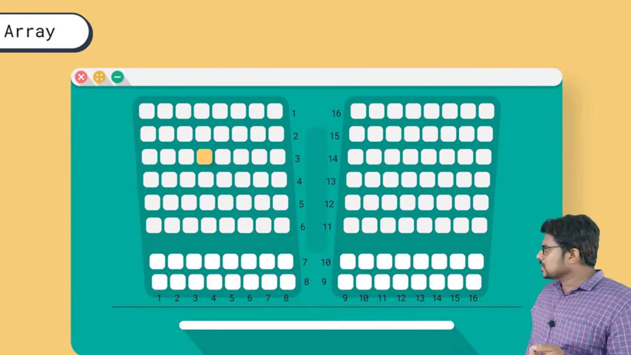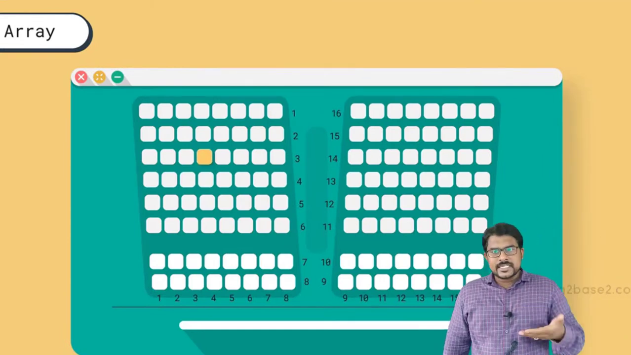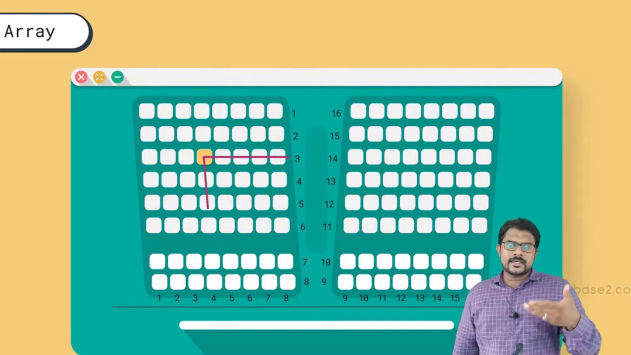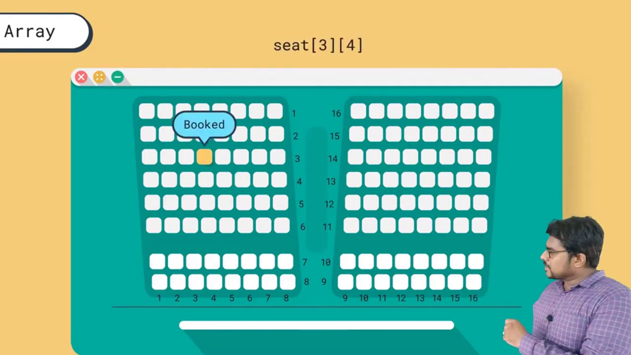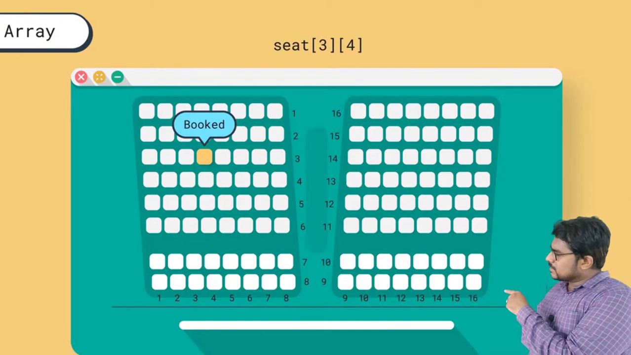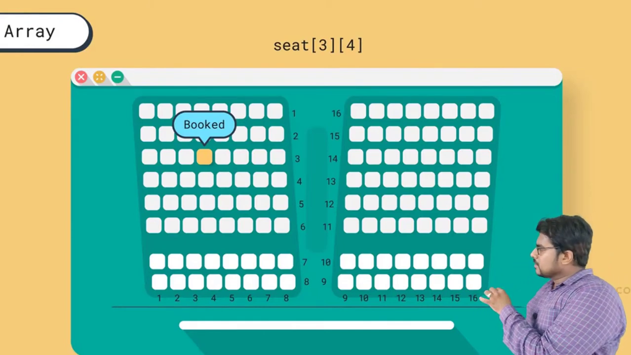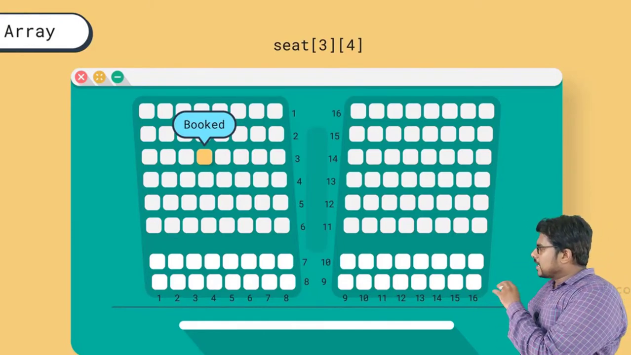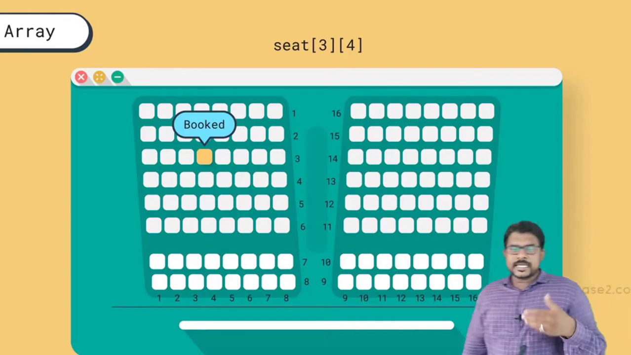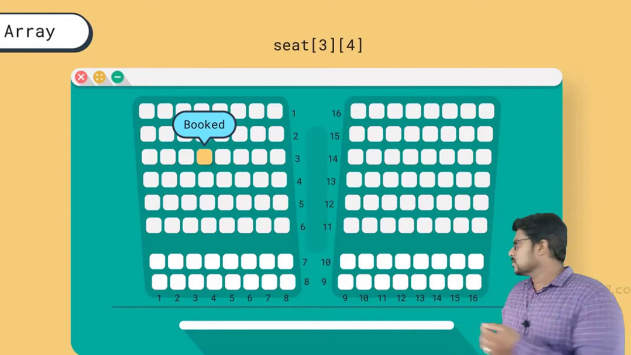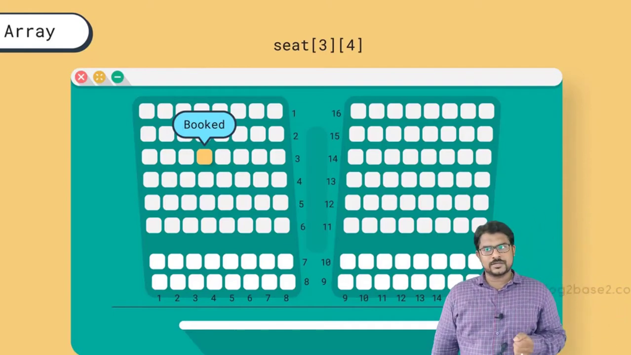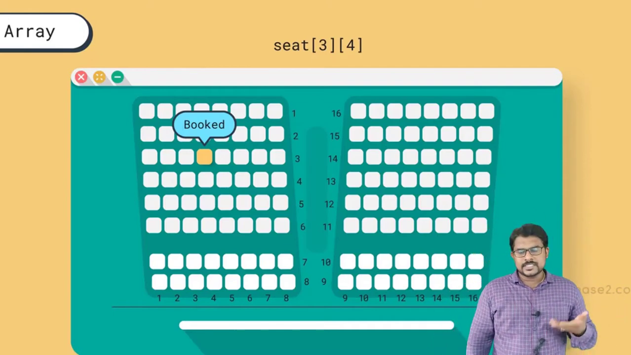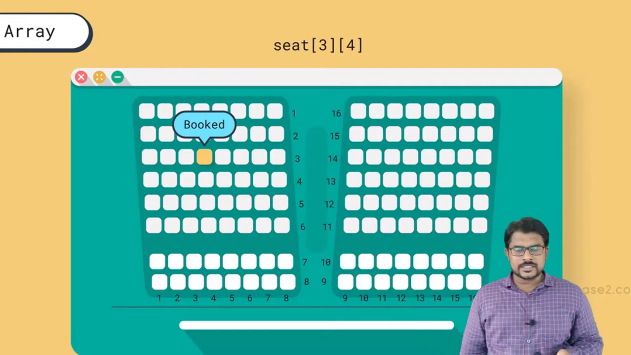If a user selects a seat, it translates to a two-dimensional array, which contains a particular row and a particular column. For example, the seat which I have booked here is in row 3 and column 4. So it can be translated like this: seat of 3, 4 is booked. This is the way we use data structures.